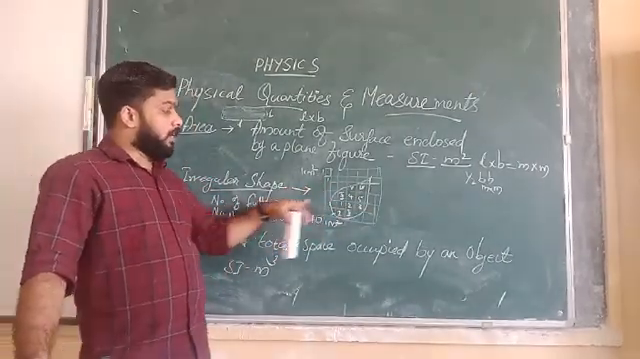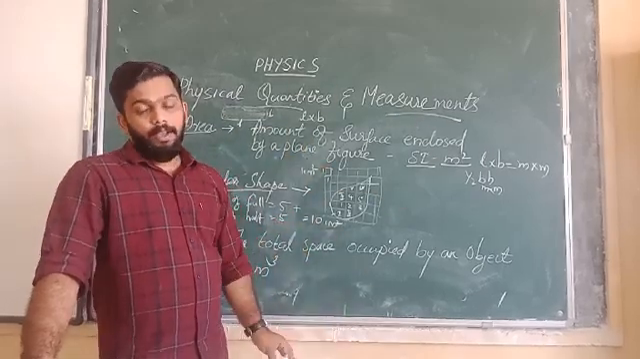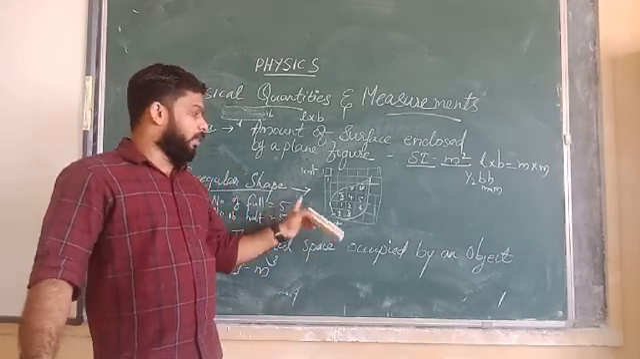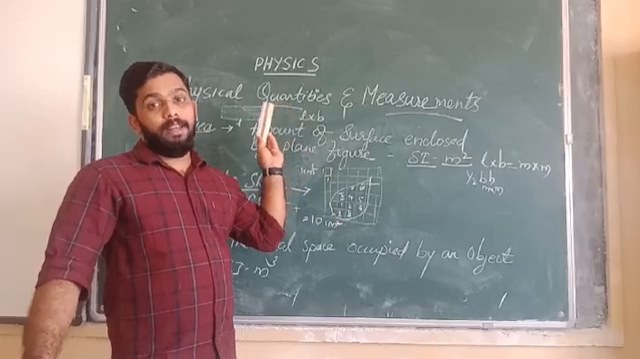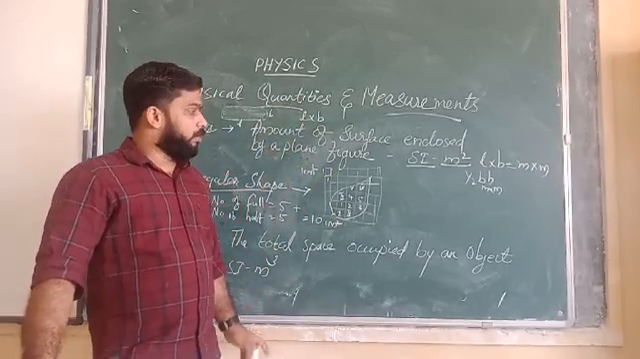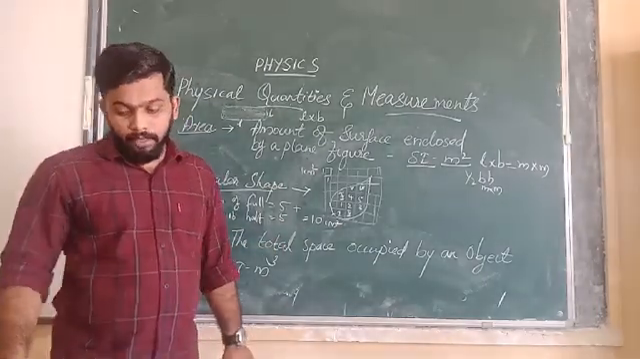And second, you will count the number of half squares, the number of squares which is more than half. More than half we will be considering as full squares. And we will know that it is not the accurate value. The value can be lesser or higher than the accurate value. So this is the irregular shape of solid.